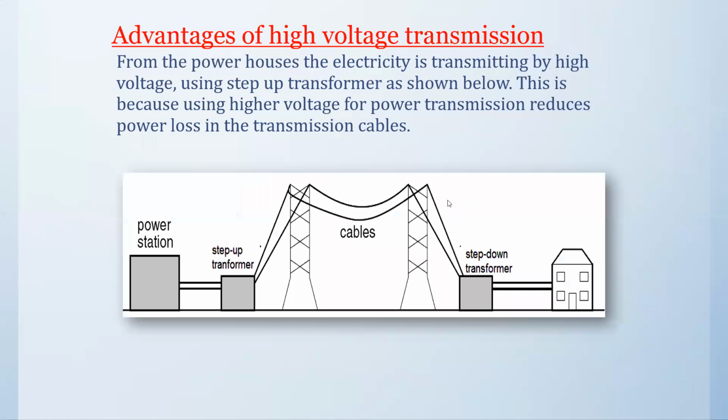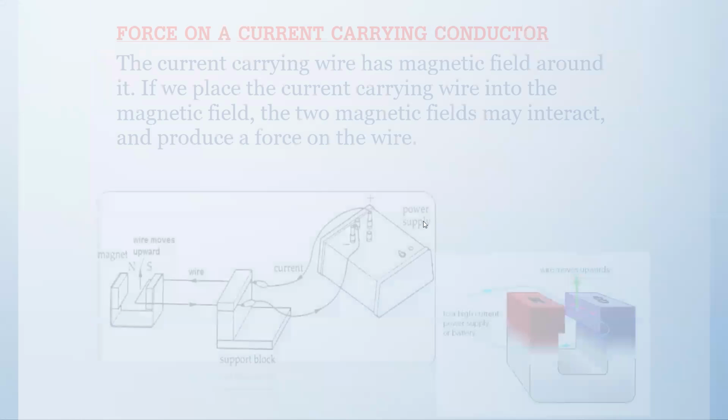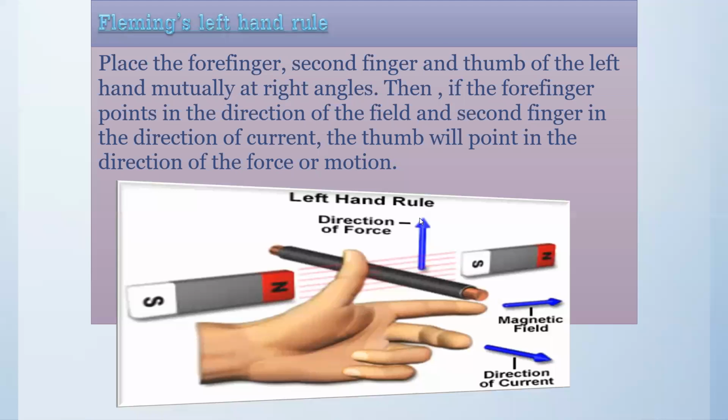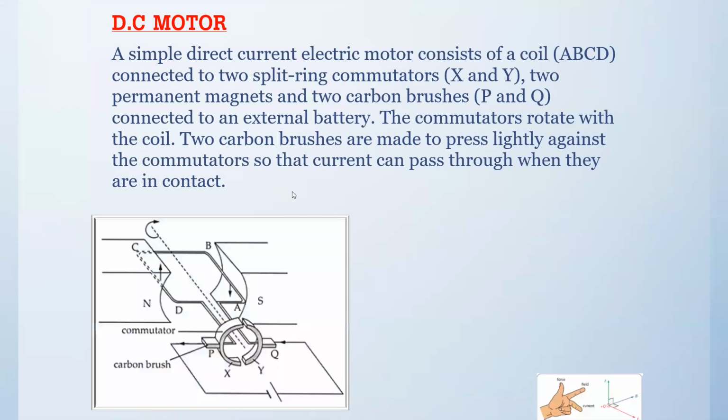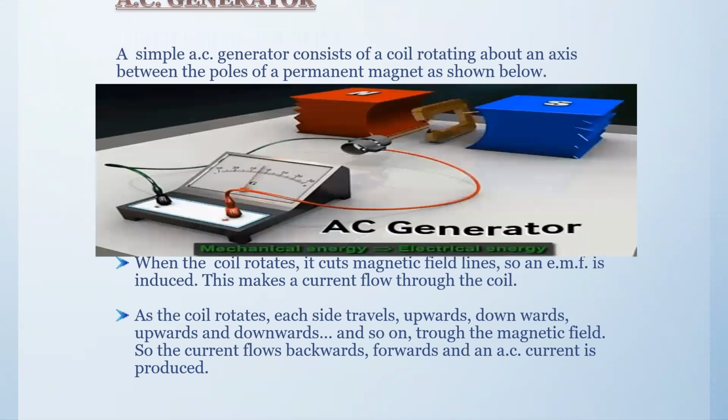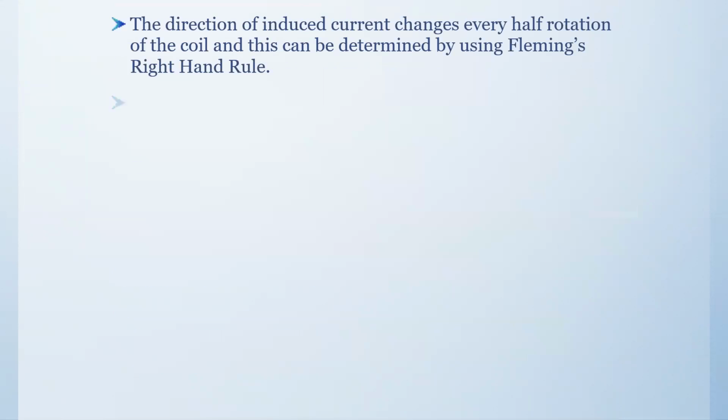And for a DC motor, if you want to find the force on a wire which is carrying current, we use Fleming's left-hand rule. Our first finger, the index finger, points towards south. Our second finger represents the direction of the current, and the thumb will point in the direction of force. The main difference between an AC generator and a DC motor: an AC generator converts kinetic energy to electrical energy. We rotate it, and it produces current. But in a DC motor, we pass current and it starts to rotate.